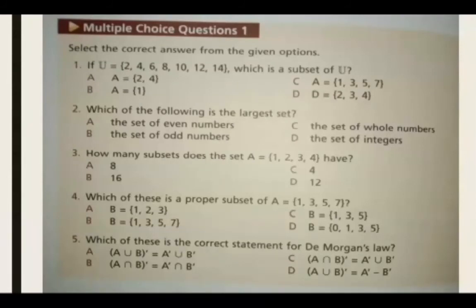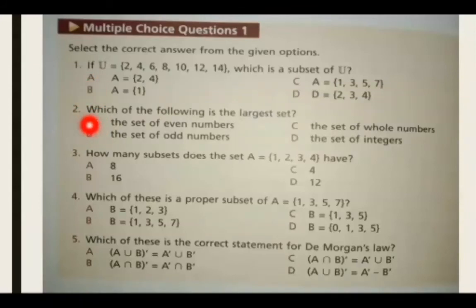Now we will solve the MCQs of exercise 1. In the first statement, we have to tell which is the subset of the universal set U. We will check the options. First see option A. Here set A is equal to {2, 4} which is a subset of the set U. As these elements are in U, A is the subset of U. Hence the right answer is option A.